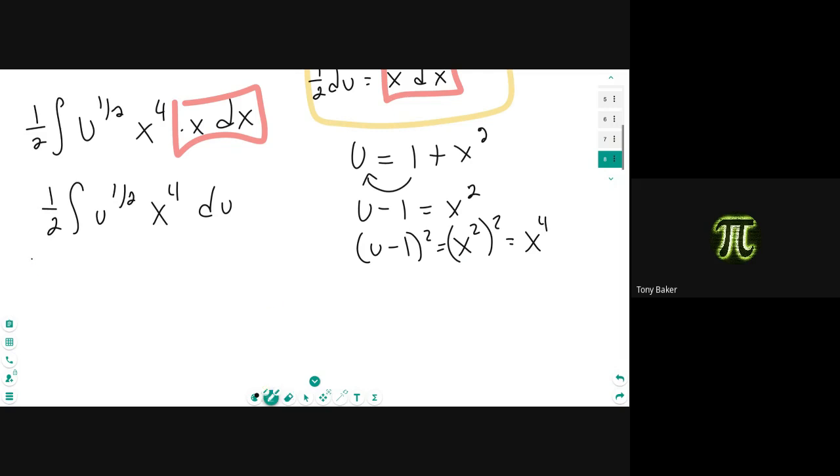So now my problem is, now it's all in terms of u. That's why I say these are like puzzles. You know where you need to get to. You need to look at the pieces that you have to see how to get to there.